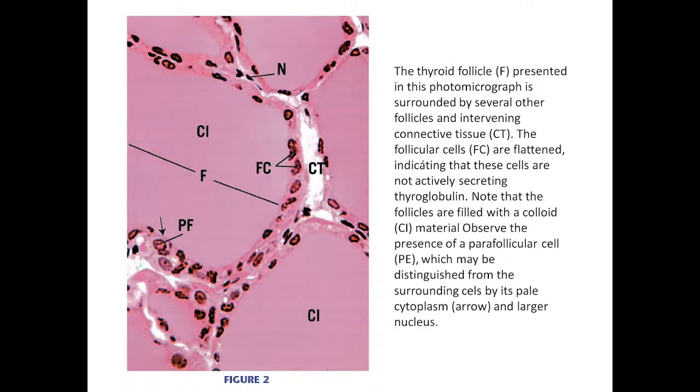The thyroid follicle F, presented in this photomicrograph, is surrounded by several other follicles and intervening connective tissue. The follicular cells are flattened, indicating that these cells are not actively secreting thyroglobulin. Note that the follicles are filled with colloid material. Observe the presence of parafollicular cells, which may be distinguished from the surrounding cells by their pale cytoplasm (arrow) and larger nucleus.